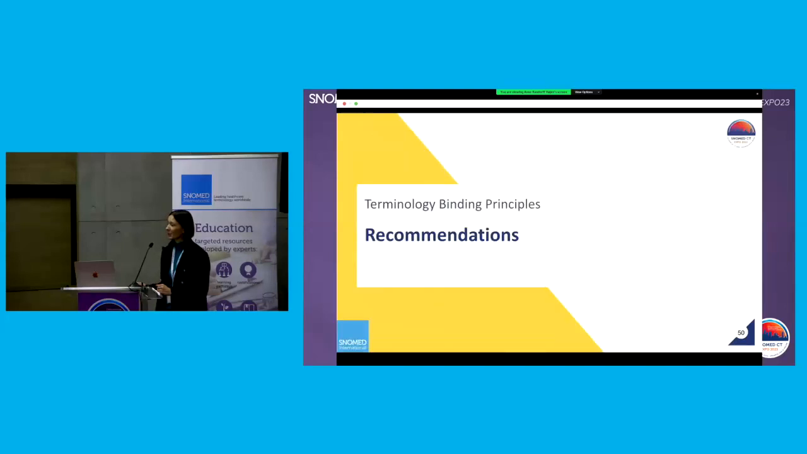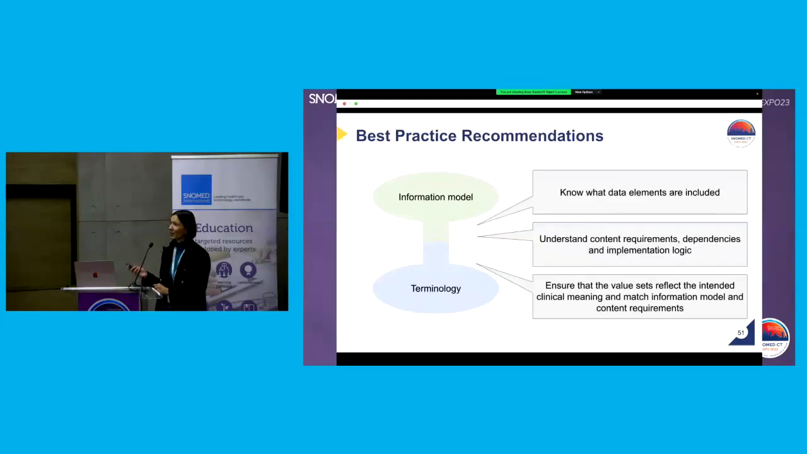Okay, so we're now just going to talk about some of the recommendations of where to start with the principles of terminology binding. I think Anna's already said it's so important to know what your information model is and the elements of that information model, to know where you're even going to start in terms of overlap or dependency between the terminology. So it's also important to understand the content requirements, the dependencies between the terminology and the information model, but then knowing how to create value sets that reflect that intended clinical meaning and match any requirements that you have for that terminology binding.